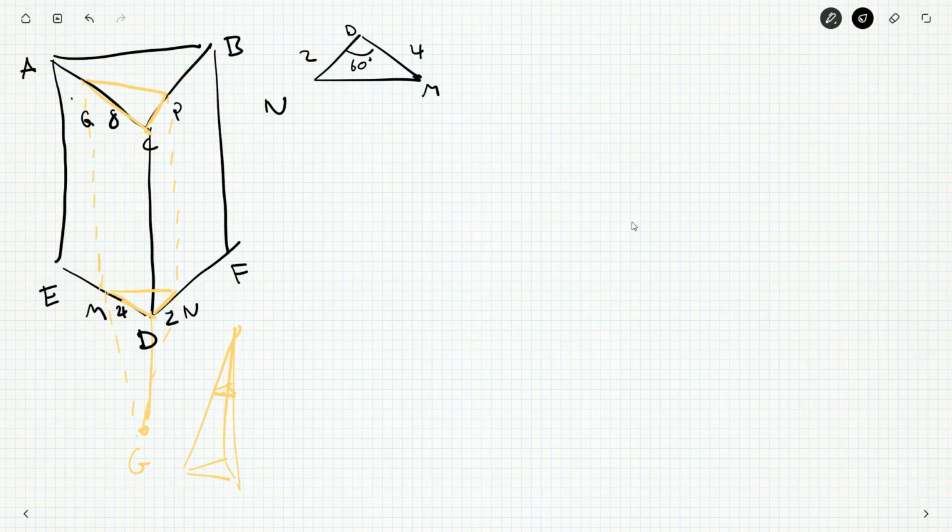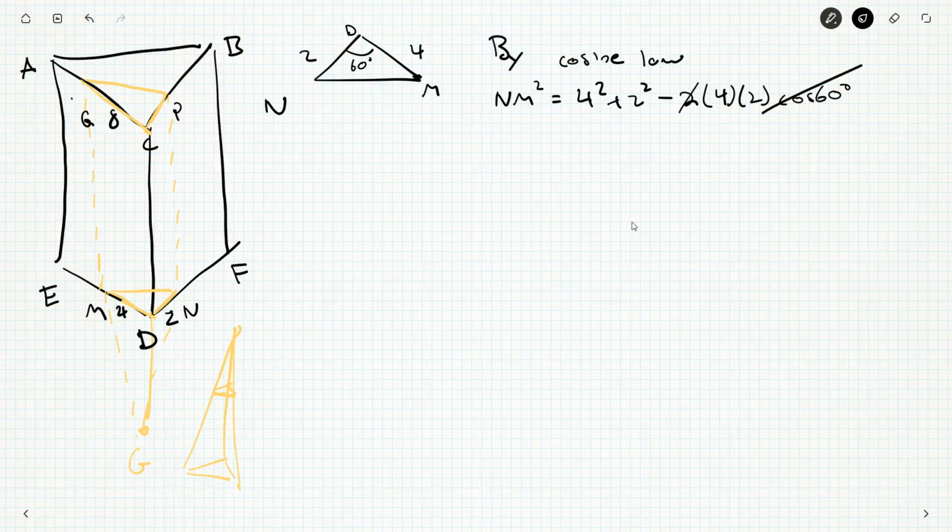I think cosine law. Maybe this question is just geometry involving things like cosine law, because Pythagoras is really just a special case of cosine law. By cosine law, NM squared is 4 squared plus 2 squared minus 2 times 4 times 2 cosine of 60, but that's just 1/2. So this is 16 plus 4 minus 8, and that's going to be 12. So NM is root 12. I guess we can pull out 2 there, 2 root 3.